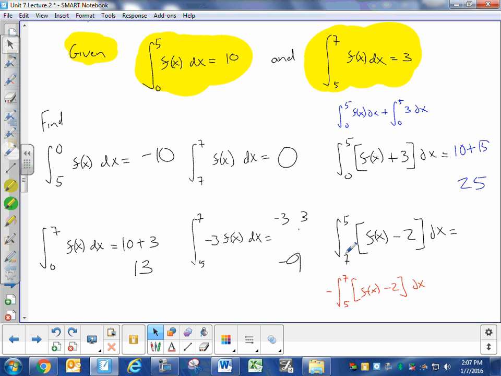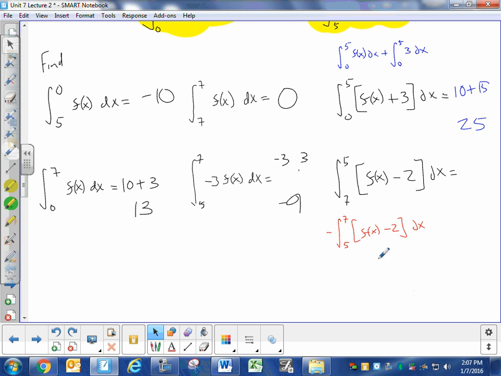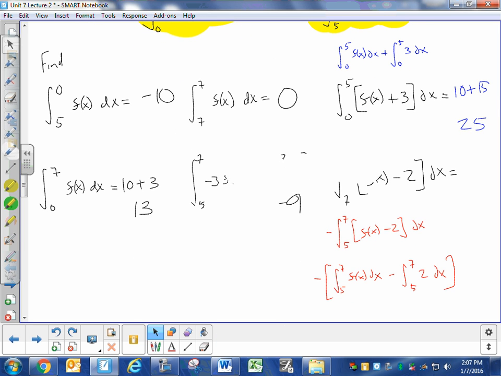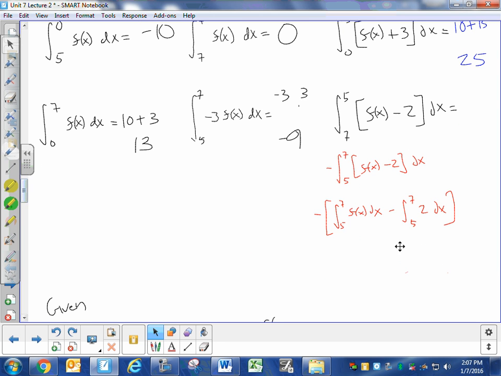I start by saying, okay, from 7 to 5, let's change it to 5 to 7 and say it's the opposite of the integral from 5 to 7. I'm just going to work with 5 to 7 and then change them. I then can split them up. Again, it's going to be the opposite of just 5 to 7 of f minus the integral from 5 to 7 of 2. We know what 5 to 7 of f is. It's 3. Height of 2, width of 2, that's going to be 4. 3 minus 4 is -1. Take the opposite of it as 1.